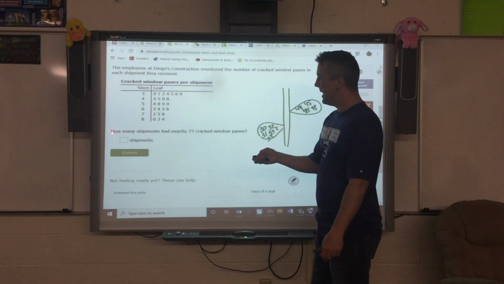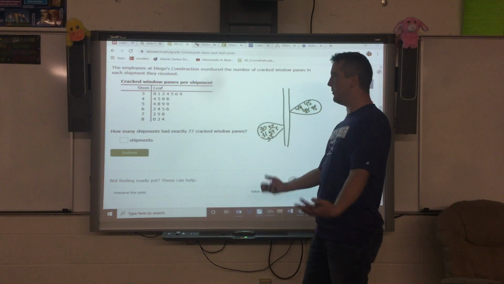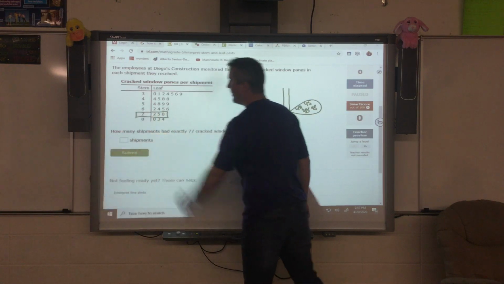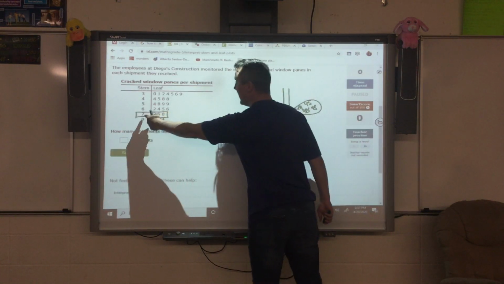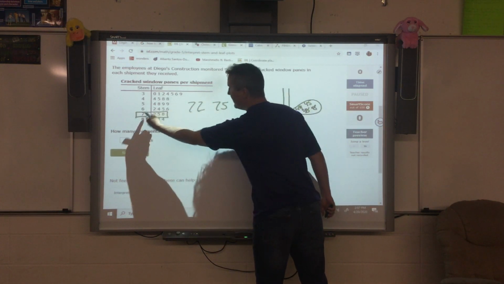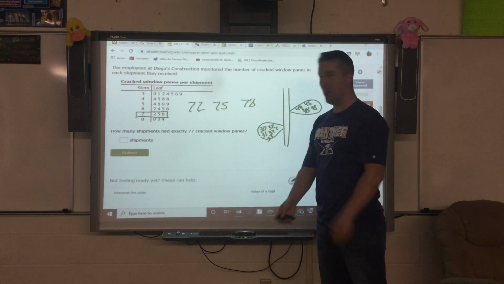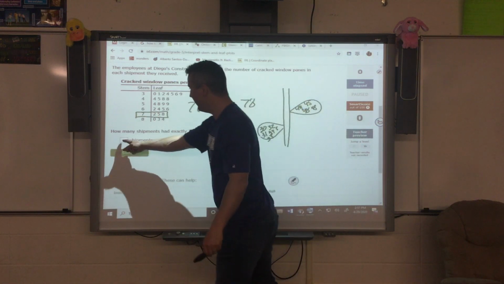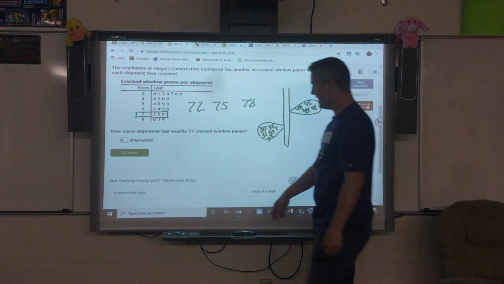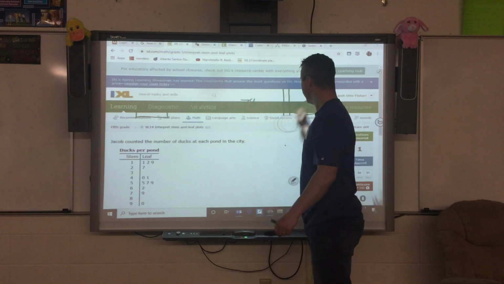So if I look at this, how many shipments had exactly 77 cracked window panes? That's terrible. I don't know how many they have, but anyways, 77. So I'm just looking at this information right here with the 7. I have a 72, I have a 75, and I have a 78. Are any of these exactly 77? Nope. So I'm going to put 0. None of them had exactly 77. And I move on. Good. So let's look at this next one.